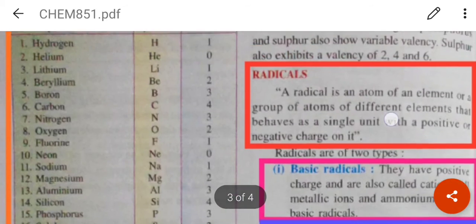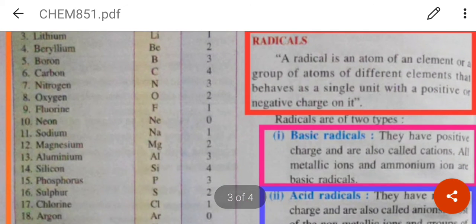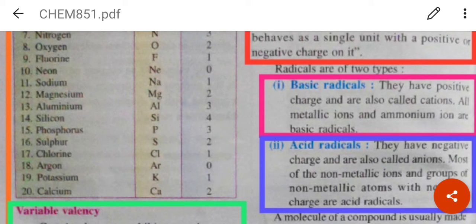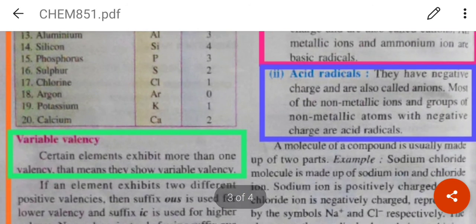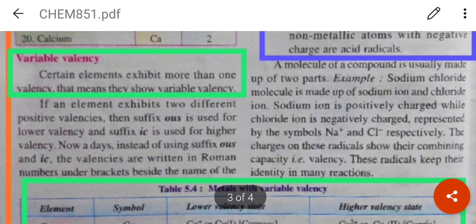so a compound is made up of two parts, okay, and those are basic radicals and acid radicals. So what are basic radicals? Positively charged, and they are also called as cations. All metallic ions, for example sodium ion, copper ion and ammonium ion, are basic radicals. And acid radicals, they have negative charge and are called as anions. Most of the non-metallic ions and groups of non-metallic atoms with negative charge are called acid radicals.